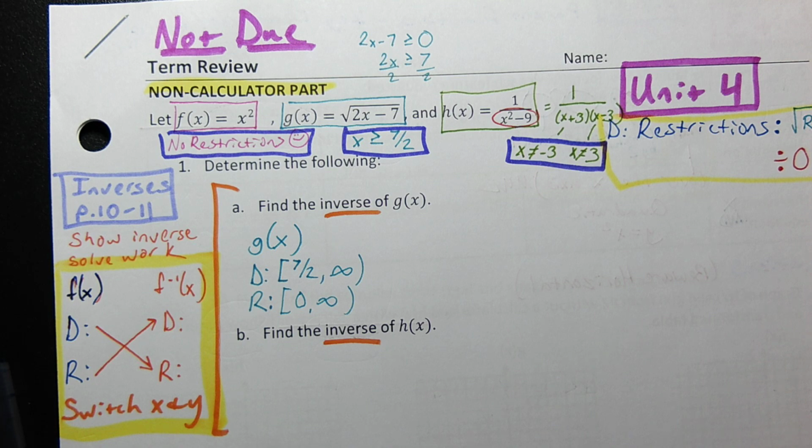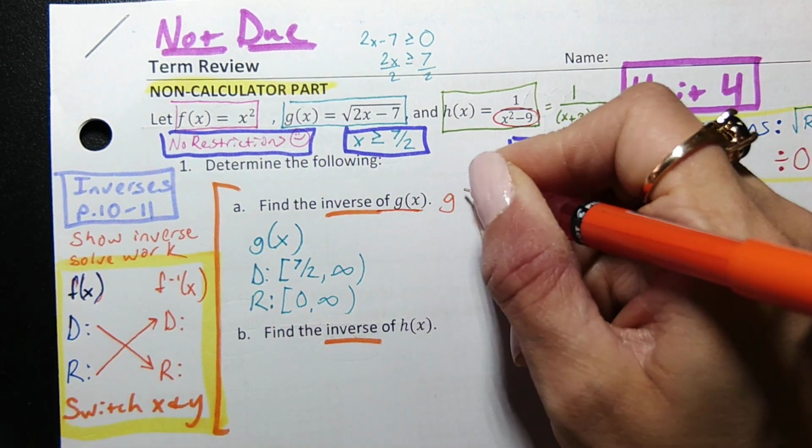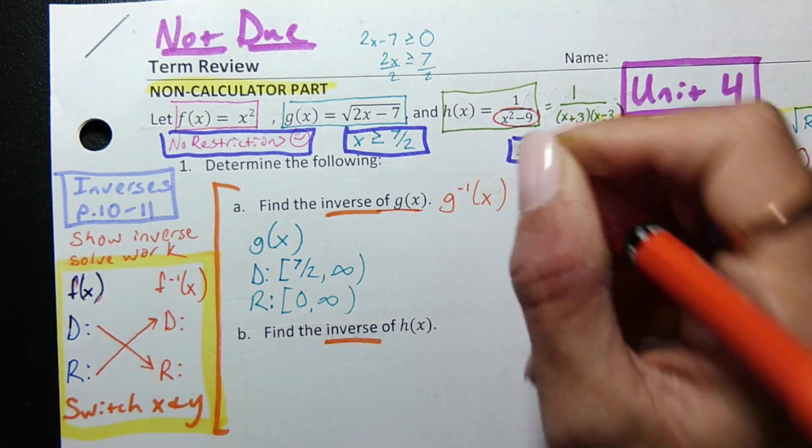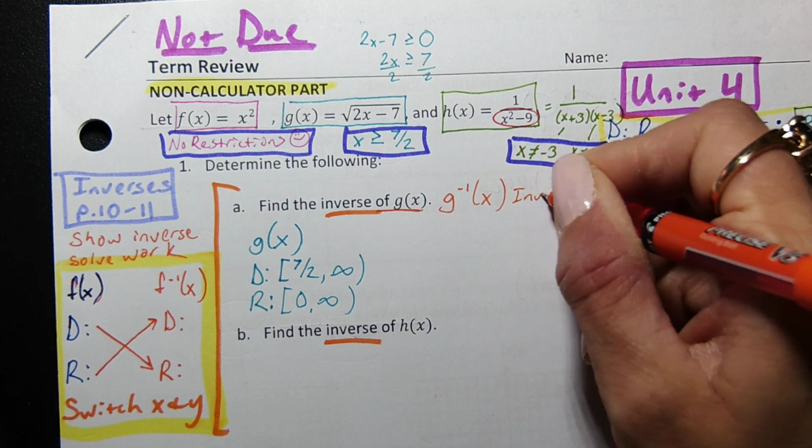So let's find the inverse of g of x. So first, the notation. The inverse of g of x means this. It's written as g to the negative 1 of x, but it's read as the inverse of g of x. So that's the inverse.